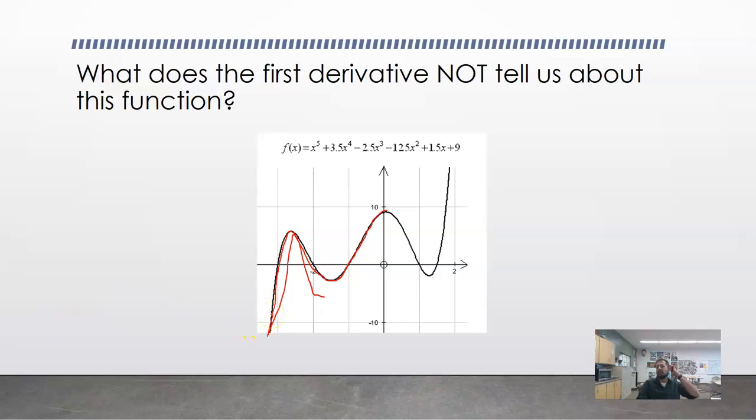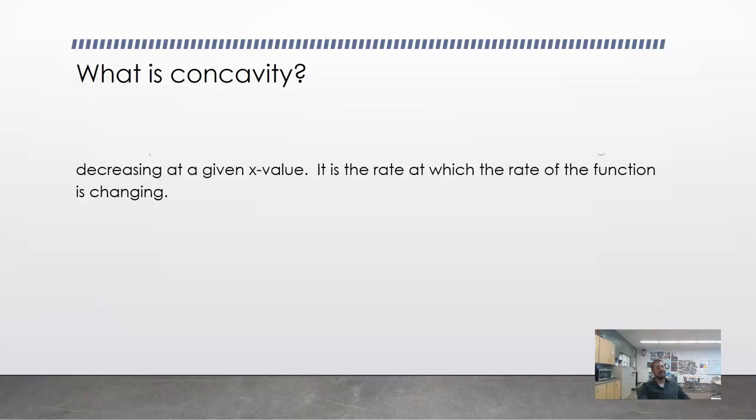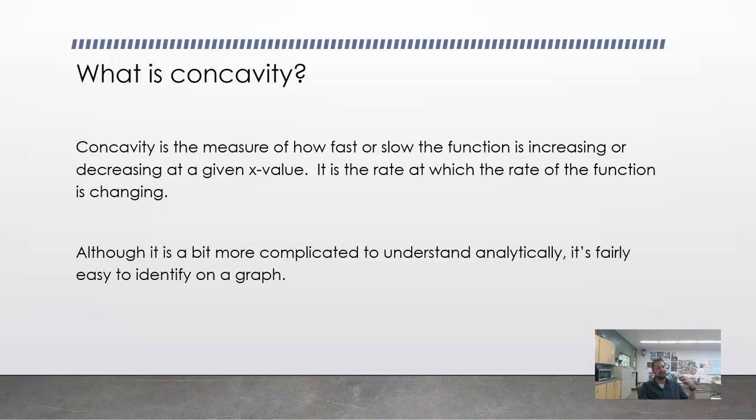But what the first derivative won't tell us is how much curvature there is to the graph. The curvature of the graph has a special name. It is what is known as concavity. Okay, now as you can see here, concavity is a measure of how fast or slow the function is increasing or decreasing. Another way to look at it is the rate at which the rate of a function is changing.